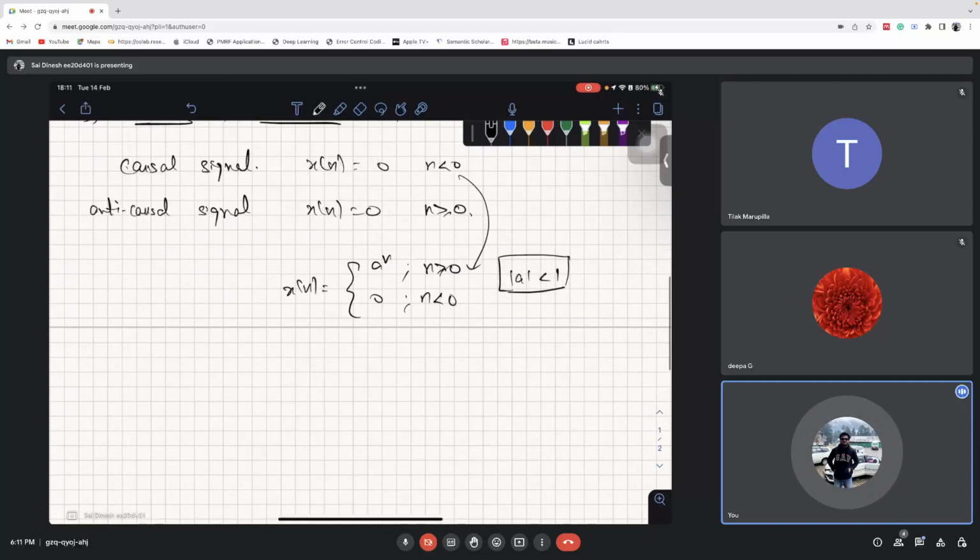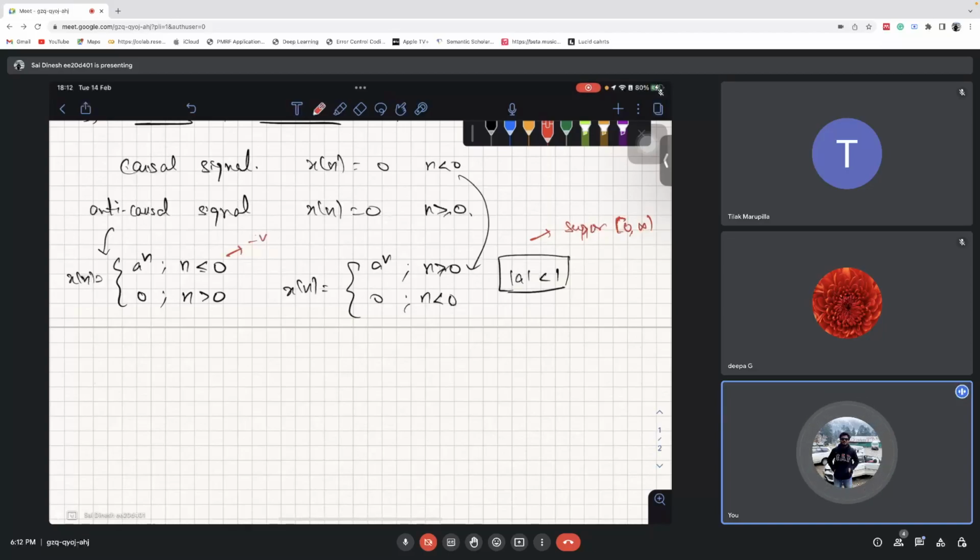And then an example of anti-causal would be x of n equals a power n for n less than or equal to 0, and 0 for n greater than 0. So this is an anti-causal signal, right? This one has support from 0 to infinity, and this one has support from minus infinity to 0. So these are the causal and anti-causal signals, right?